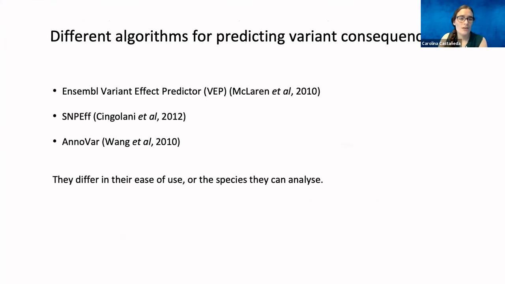So there are different algorithms that can help with this. The most common are the Ensembl Variant Effect Predictor, SnpEff, and ANNOVAR. They differ in their ease of use, the species they can analyze, and the data that they contain. But all of them are very useful. I'm going to talk specifically about Ensembl.